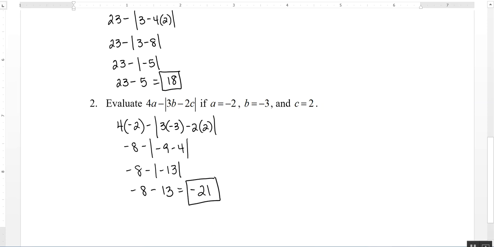So in this video we took a look at, recalled what absolute value means and how to evaluate an absolute value expression.